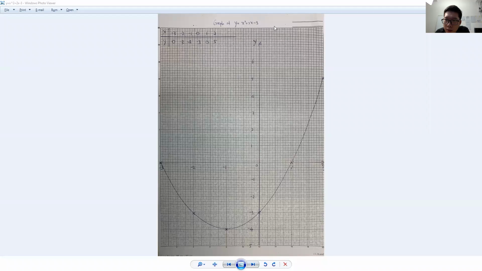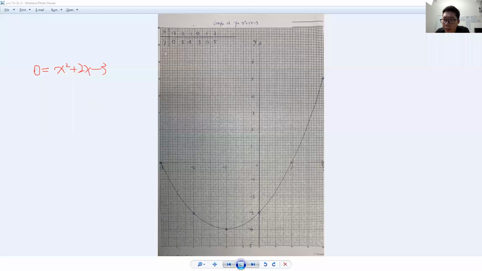Okay, after drawing this graph, how many quadratic equations have we solved? During the last session, we know that by finding the two x-intercepts, we can solve this quadratic equation of x, 0 equals x squared plus 2x minus 3.